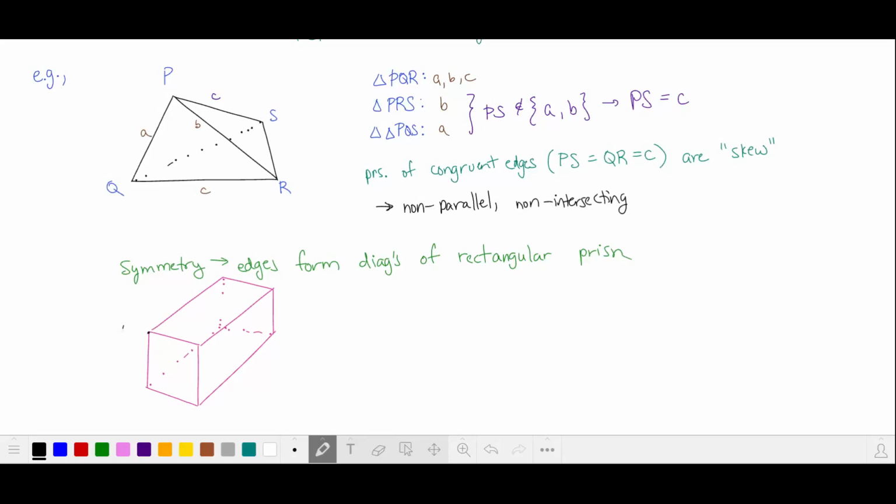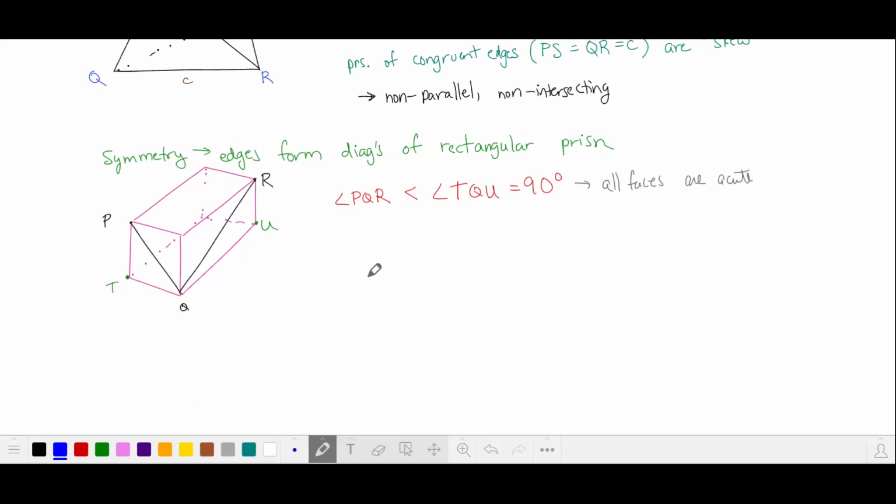So for example, we can put P, Q, and R from our tetrahedron above, and here are the edges forming the diagonals. We should notice here that this angle PQR of the tetrahedron is going to be less than the angle that forms the corner of this rectangular prism. For example, angle TQU here at the bottom. This is 90 degrees, which means all of these angles in the tetrahedron are acute, and so all of the faces are acute. So to minimize the total surface area, we want to find the smallest acute scalene triangle.